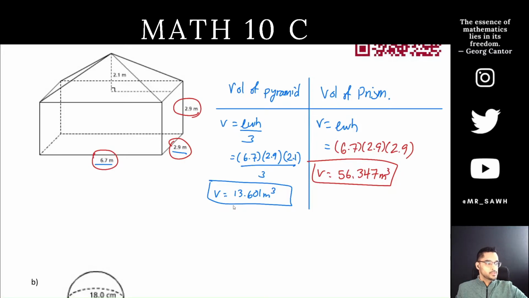So there we go. I've got the two volumes, one for the prism, one for the pyramid. Our very last step is to combine them. Really just add them together.